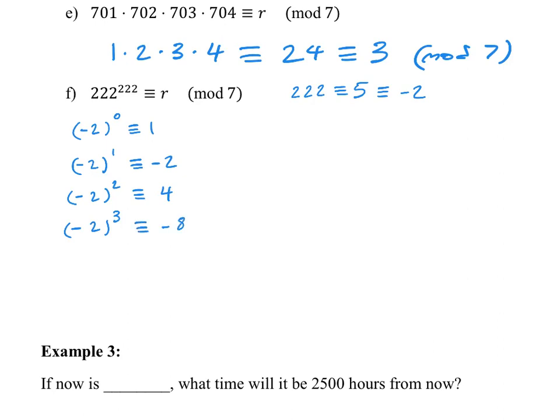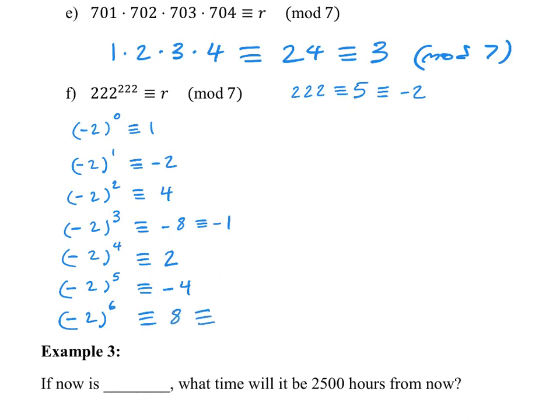And instead of continuing with minus 8, let's add 7 to get minus 1. So minus 2 to the power of 4, we could take minus 1 and multiply by minus 2 to get positive 2. Minus 2 to the power of 5 would be 2 multiplied by minus 2, so minus 4. And then minus 2 to the power of 6 would be minus 4 times minus 2, which is positive 8.